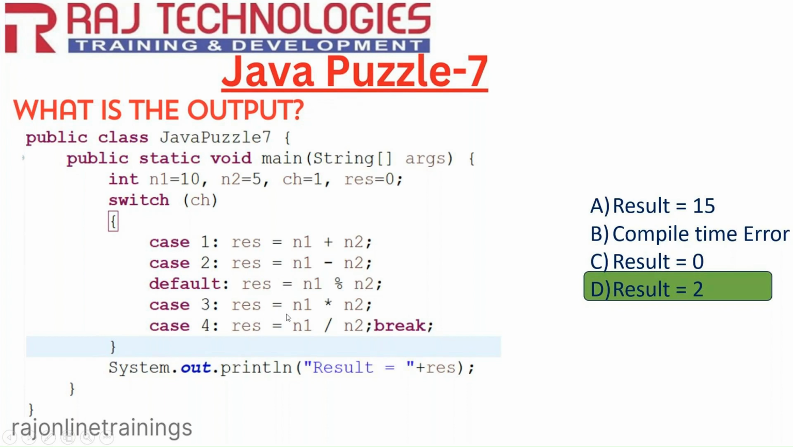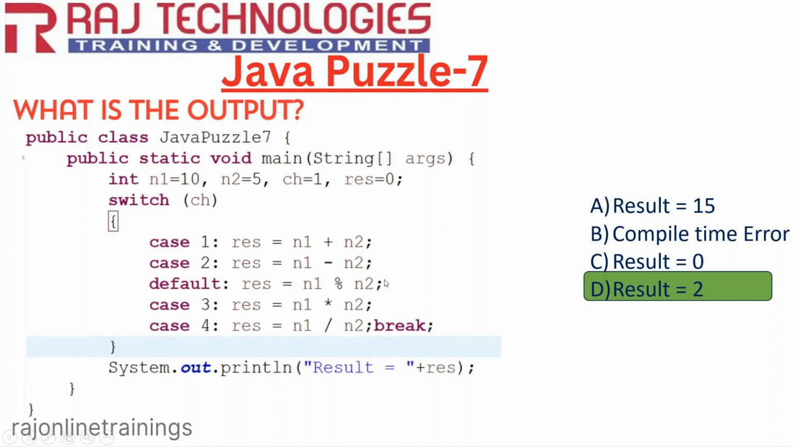The value of result will become 10 into 5, 50. Since no break, it will come to the statements of case 4. Result is 10 by 5, which is 2. Now it says break. Whenever it says break, it is going to come out of the switch statement, and it is going to print the result, which is 2. So the correct output of this code is result is 2.